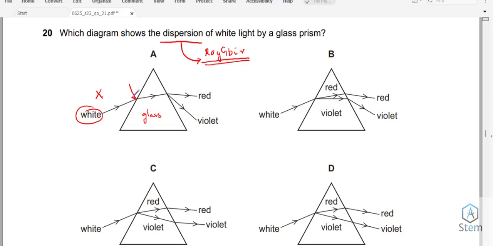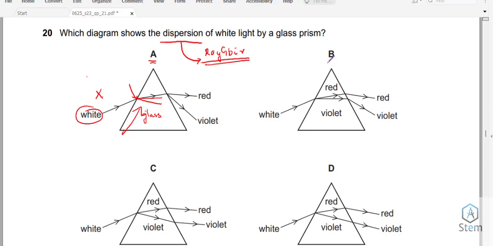Now we can see here we are moving from this medium X to the glass. At this boundary, we are moving from one optical density to another optical density. There must be separation of the colors, and that separation must happen in such a way that the light will be bending towards the normal, or all the light must be bending away from the normal. Okay, so A is out because there is no separating of light happening there.